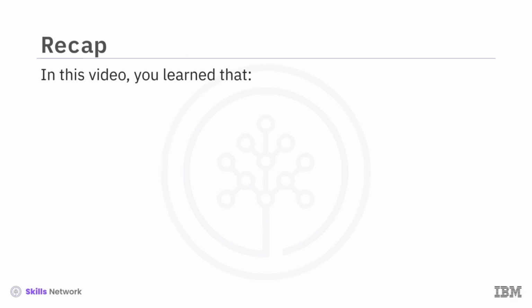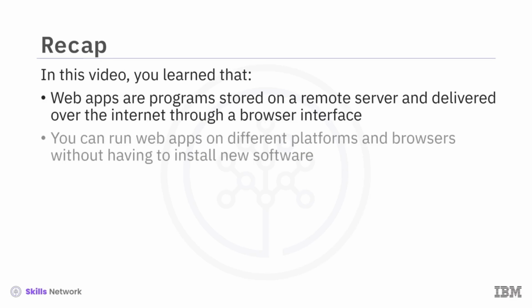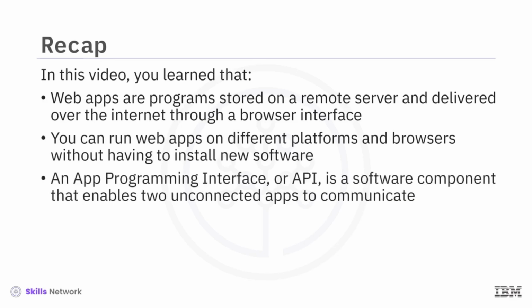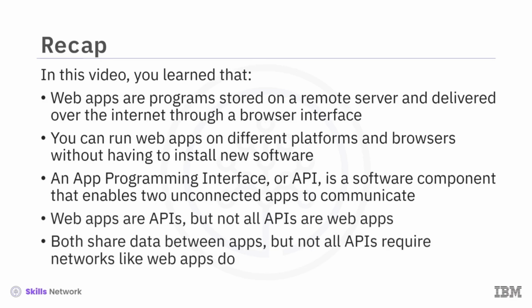In this video, you learn that web apps are programs stored on a remote server and delivered over the internet through a browser. You can run web apps on different platforms and browsers without having to install new software. An application programming interface, or API, is a software component that enables two unconnected apps to communicate. Web apps are APIs, but not all APIs are web apps. Both share data between apps, but not all APIs require networks like web apps do.